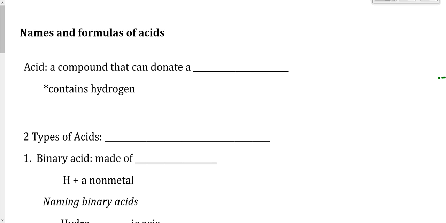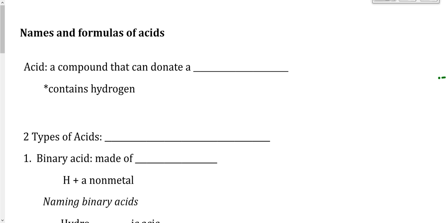This video is on how to name and write formulas for acids. The tricky part about this is first just determining if you have a binary acid or a ternary acid. Once you determine which kind, it is easy then to either write the name or write the formula. There are some rules you will follow.